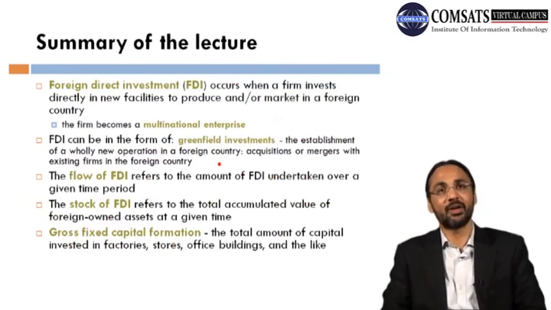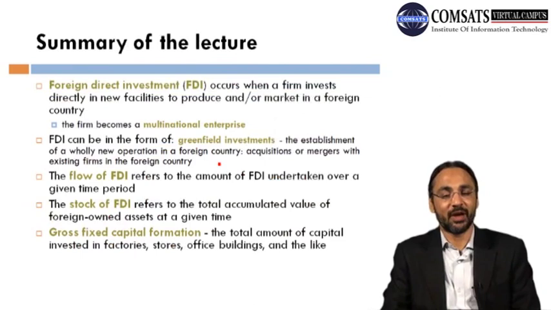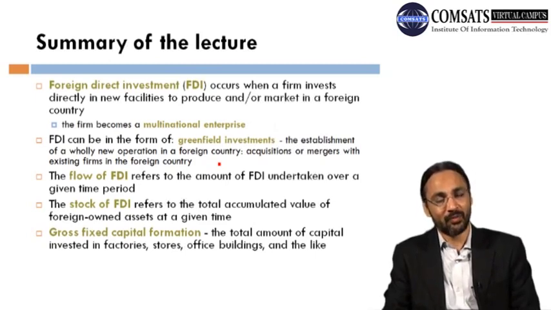Okay, this is the summary of today's lecture. The first thing we discussed was foreign direct investment. FDI occurs when a firm invests directly in new facilities to produce or market in a foreign country. When a firm does this, it is considered a multinational enterprise. FDI can take the form of greenfield investment or merger and acquisition. Greenfield investment is the establishment of a wholly new operation in a foreign country, while merger and acquisition is the acquisition of or merger with an existing firm in a foreign country.